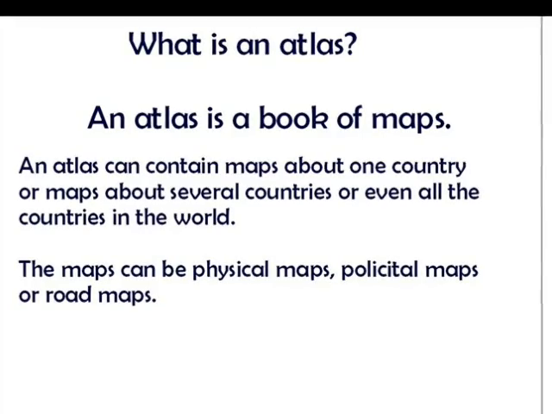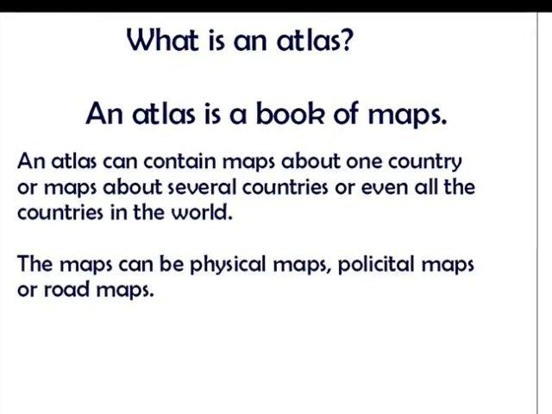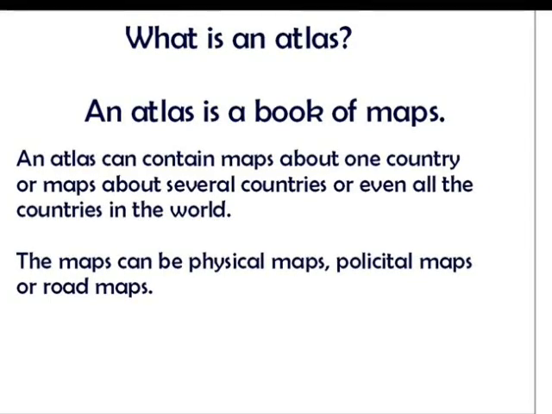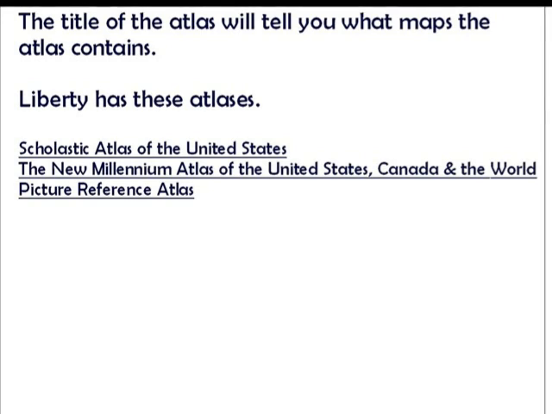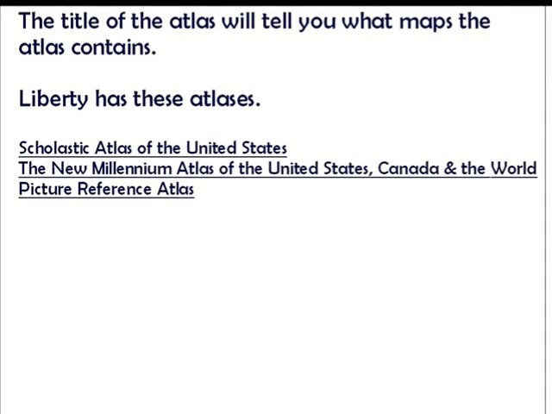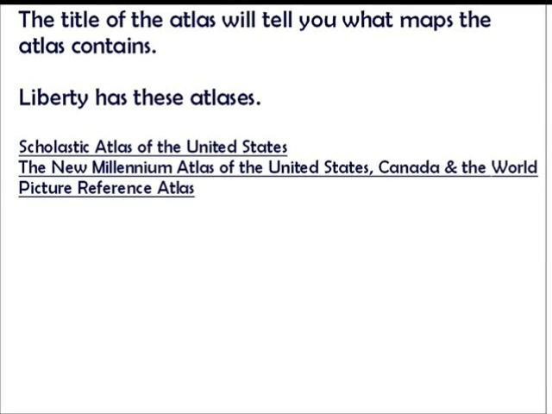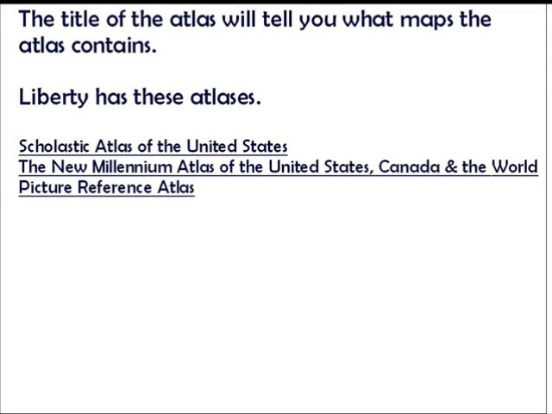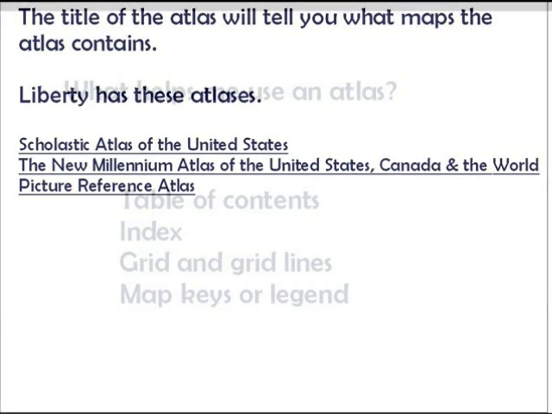An atlas can contain maps about one country or maps about several countries or even all the countries in the world. The maps can be physical maps, political maps, or even road maps. The title of the atlas will tell you what the maps in the atlas contain. Liberty has these atlases: Scholastic Atlas of the United States, the New Millennium Atlas of the United States, Canada, and the world, and the Picture Reference Atlas.